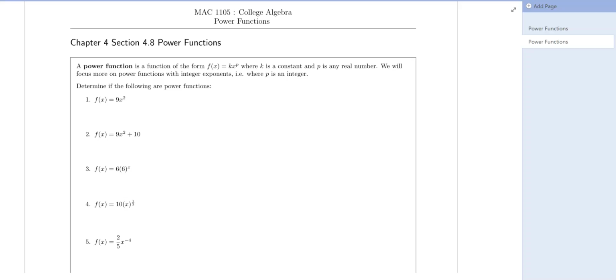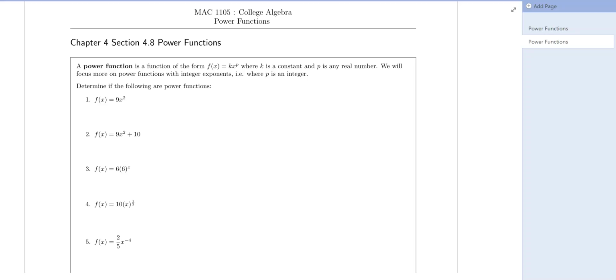Okay, so now that we're done looking at linear functions and quadratic functions, we're going to start looking at different types of functions. Specifically, we'll start looking at power functions and then polynomial functions, rational functions, exponential functions, and then we'll finish off with logarithmic functions.